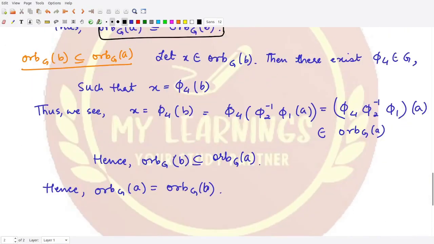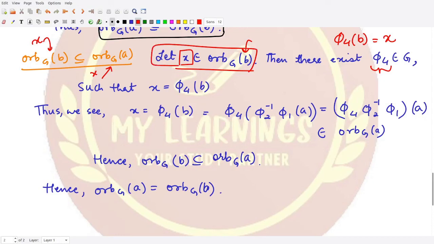Now in order to prove the reverse, we need to prove that orbit of B is a subset of orbit of A. So again, we consider some element and we prove that this element x is also present in the orbit of A. So let's consider x in the orbit of B. So that means x is the image of this element B. Let's say the permutation there would be phi 4. So when we apply phi 4 onto B, we would have x as the image. This is according to this definition. So we have x is equal to phi 4 of B.